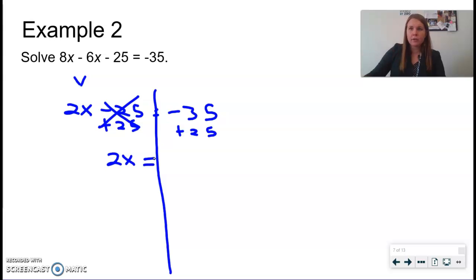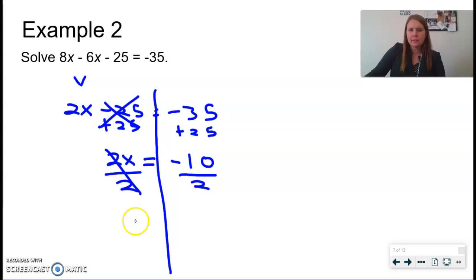And then thinking about my integer rules, I have a negative 35 plus a positive 25. So if I added those together, I end up getting a negative 10. Again, I'm okay if you want to use a calculator for this one, if you weren't 100% sure on that. And then I need to undo my multiplication, so I'm going to divide on each side. This is usually how I show division, is with that fraction part.